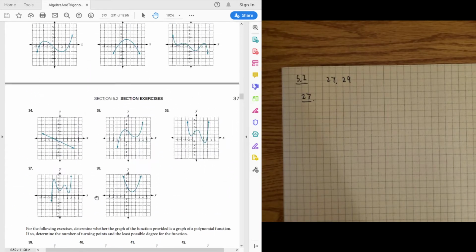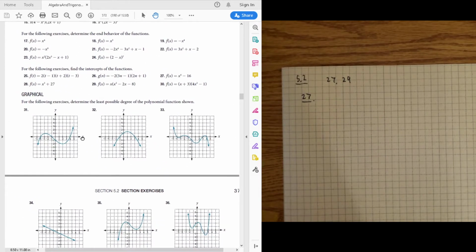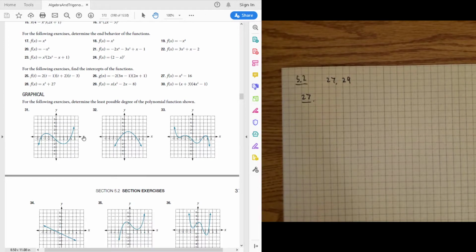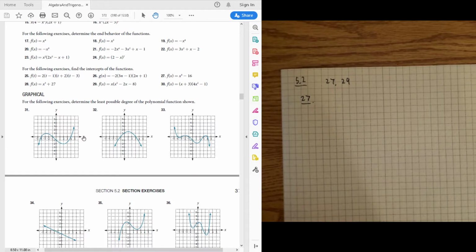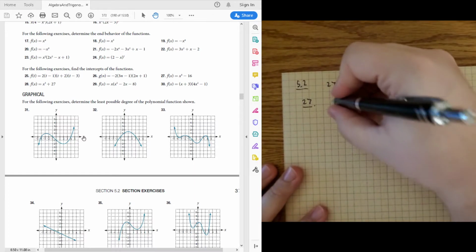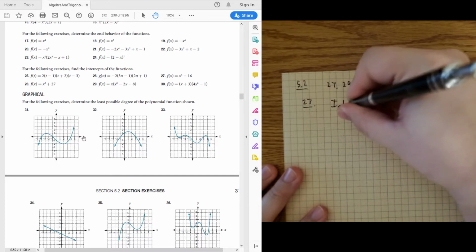Okay. Here we go. 27 and 29. For the following exercises, find the intercepts of the function. Okay. So it says to find the intercepts.